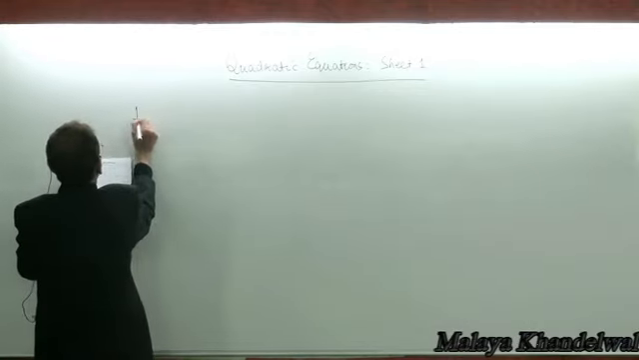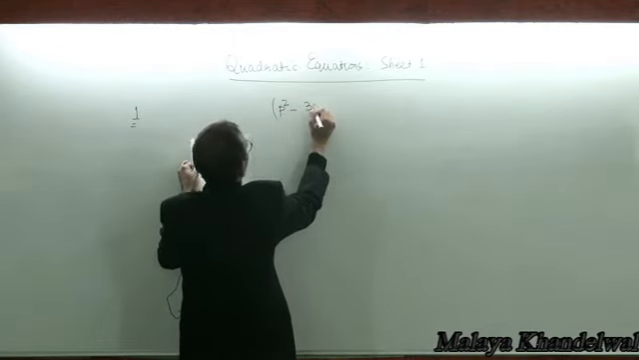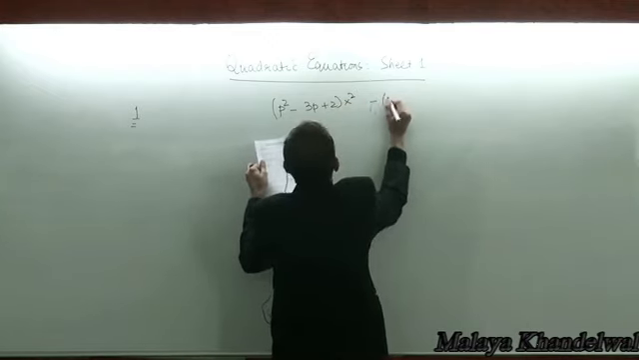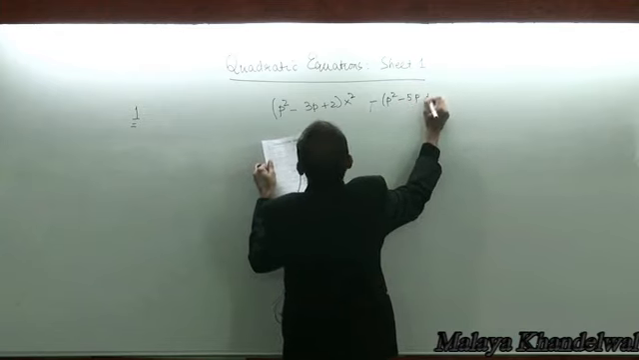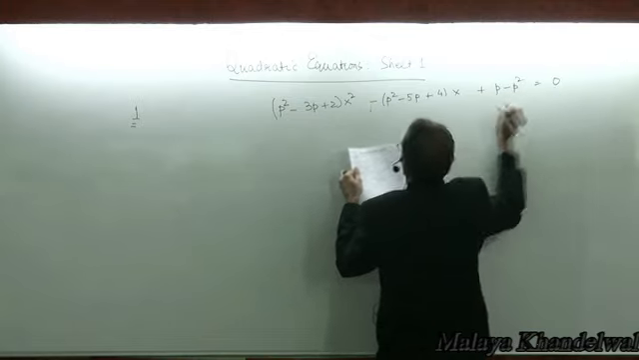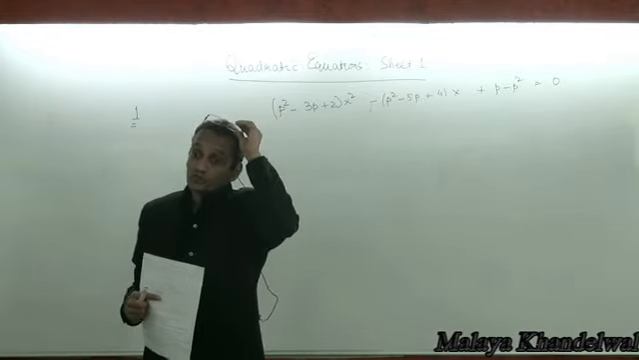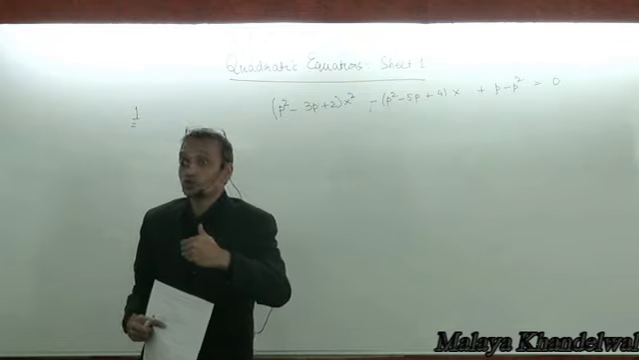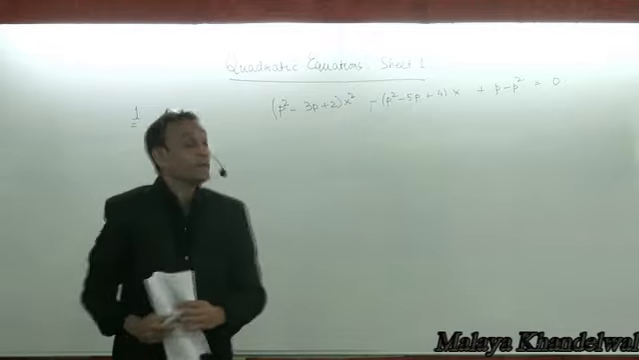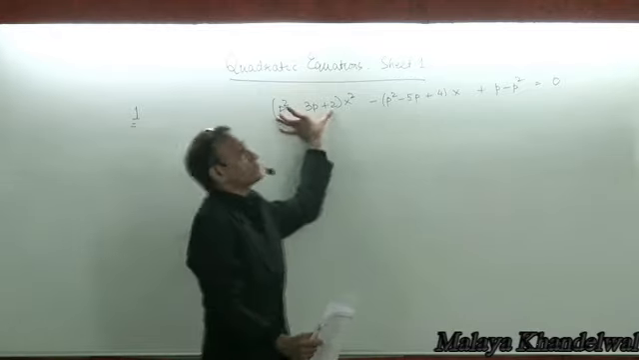So the first problem is about a quadratic (p squared minus 3p plus 2) into x squared minus (p squared minus 5p plus 4) into x plus (p minus p squared) equal to 0. And we want this quadratic to have more than two roots. If it vanishes for more than two values of x, it will vanish for all values of x. That means in order that this quadratic has more than two roots, all its coefficients must be 0.